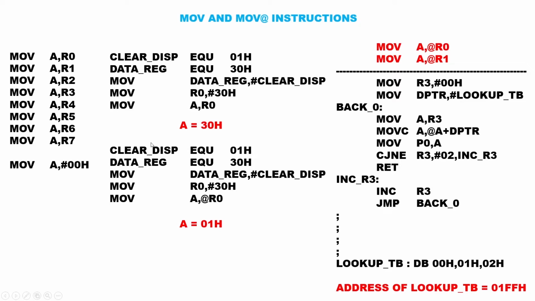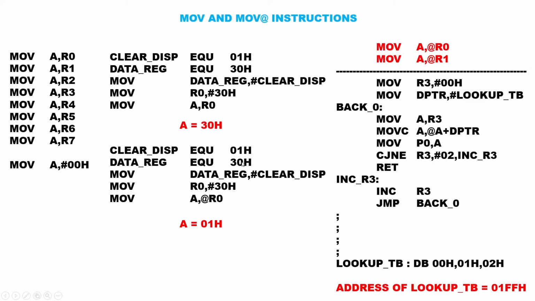But here we can find another example. We have defined a constant, clear disk equals 1, and we have assigned the name data reg to the first location of the RAM, that is 30h. Here we have moved the value clear disk as a constant to the data reg, and we have moved the value 30h to R0. If we use the instruction MOV A,@R0, the contents of the accumulator will be 01. Because using this instruction, the compiler will consider the number in R0 as the address and move the content of that address into the accumulator.